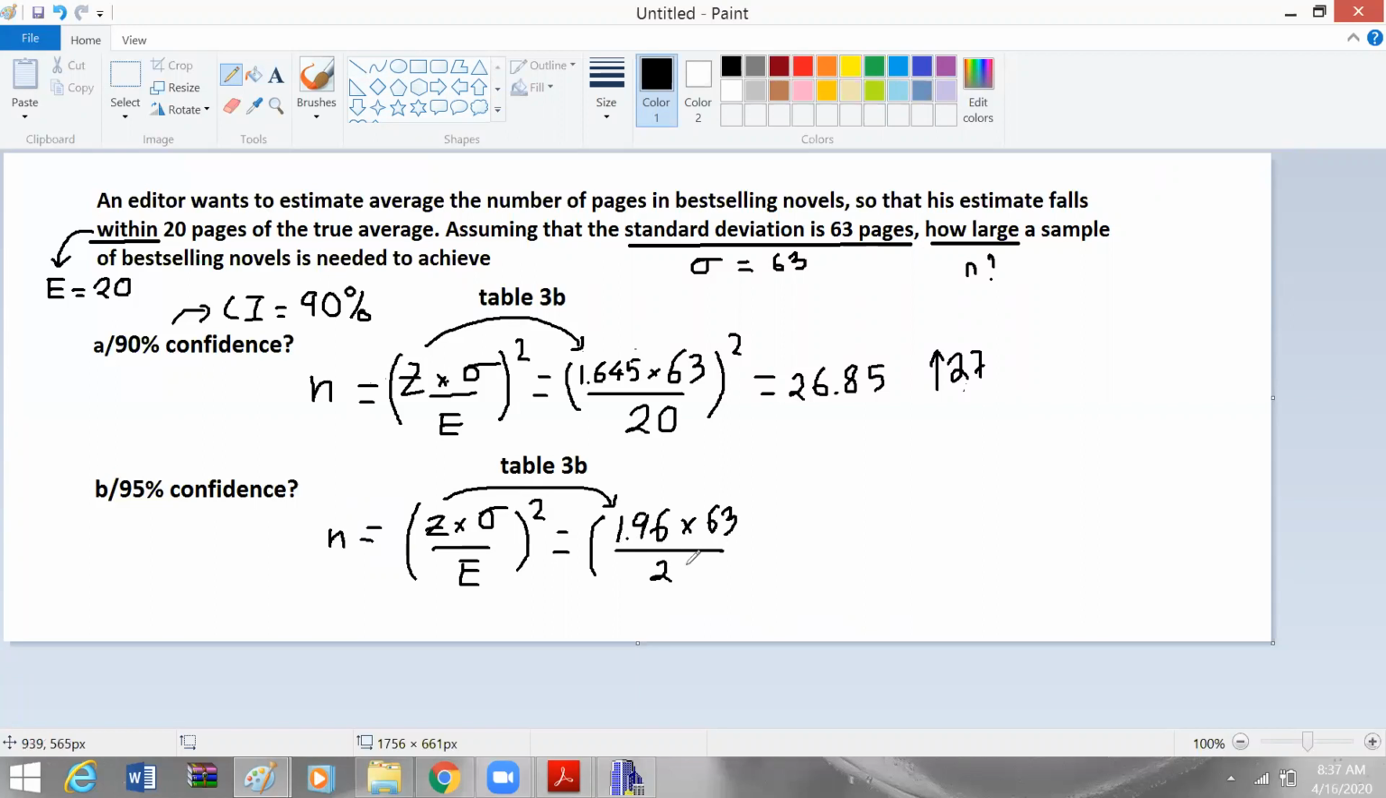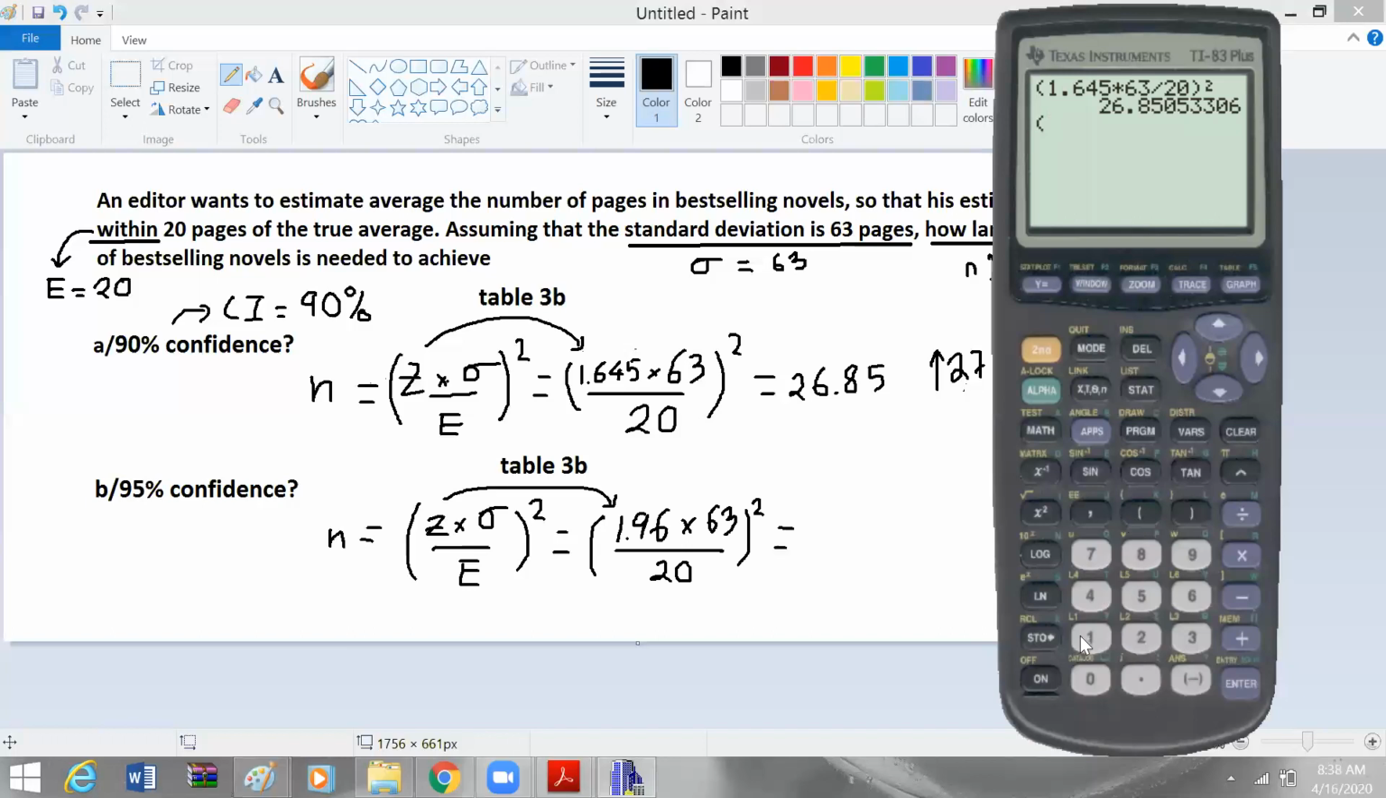Okay, and so the part is that we get it done. For this type of question, just use a calculator again. So we're going to take 1.96 times 63, and divided by 20 again. And then we do the square.